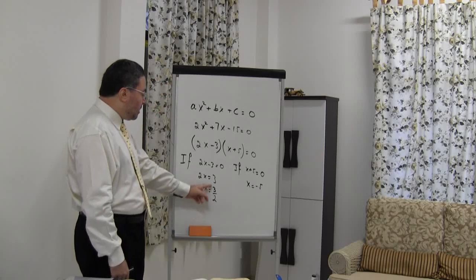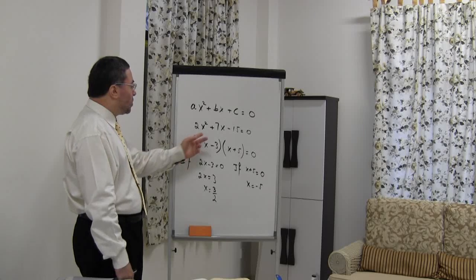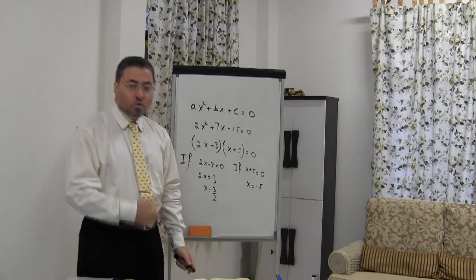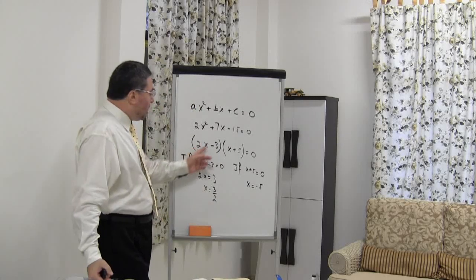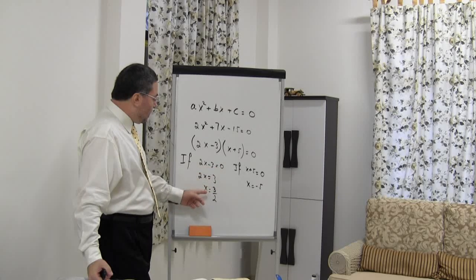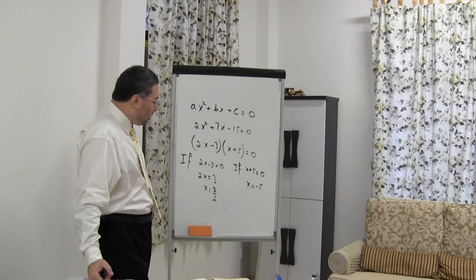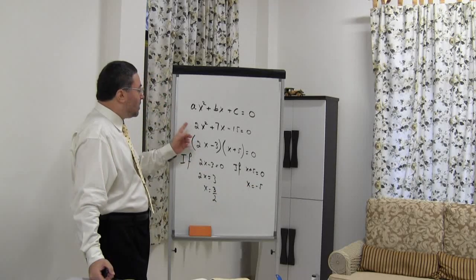And you can do the same thing for 3 over 2. Substitute this number in this equation, and you're going to get 0 equals 0. And this is how we solve these equations. We factor, and we equate each factor to 0, solve each situation, get an answer for it, and the answers that we get are the solutions for our equation.